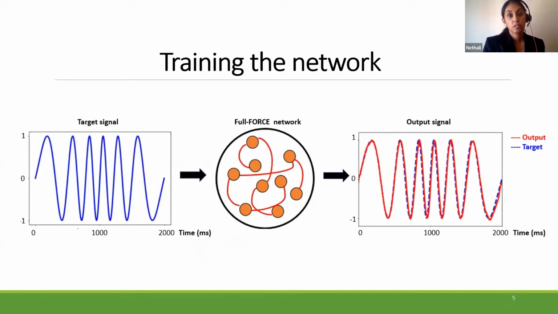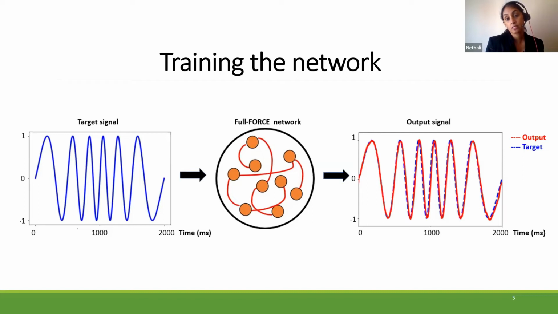Visually, to give you an idea as to how this is working, we have our target signal. All of the signals that we're using are sinusoidal. We send it through the FORCE network, and then we try to recreate the signal. You can see the output is in red and the target in blue. So it is pretty good at recreating this signal.